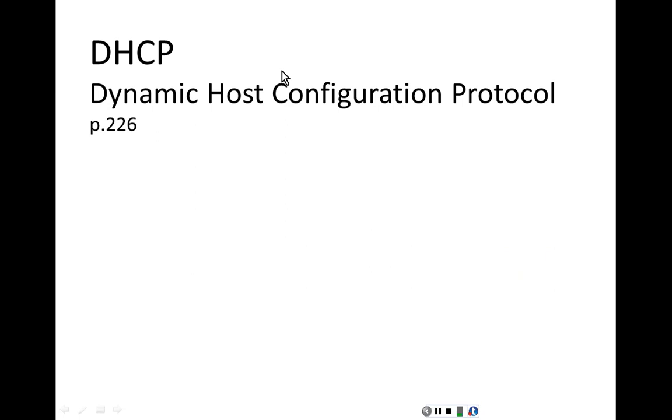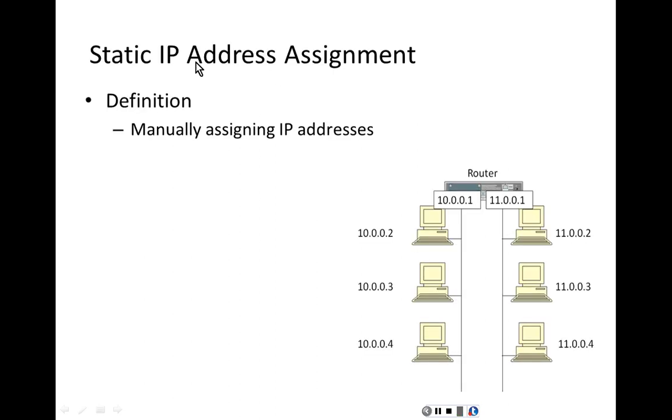Let's now turn to page 226, the Dynamic Host Configuration Protocol. Static IP address assignment. Static IP address assignment means you walk around to each individual computer and you type in the IP address. You go to the first workstation, type in the IP address. Go to the second workstation, type in the IP address. Go to the third workstation and type in the IP address.